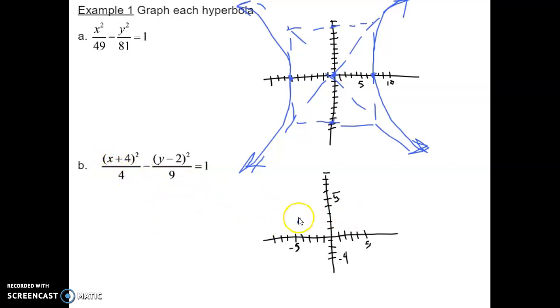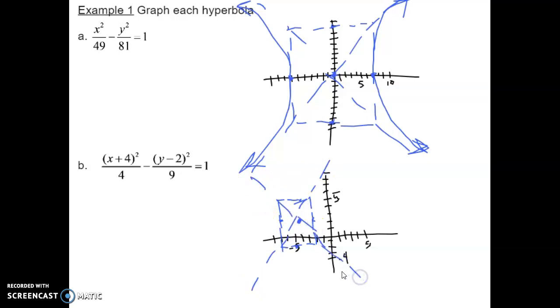I need to go 2 units to the left of the center, and then 2 units to the right of the center. That's the square root of 4. I'm going to go underneath y, which is 9, so the square root of 9 is 3. I'm going to go 3 up and 3 down, and that's going to make my rectangle. It's going to go right through that point. All right, so now I can get my asymptotes, which are the diagonals of the rectangle.